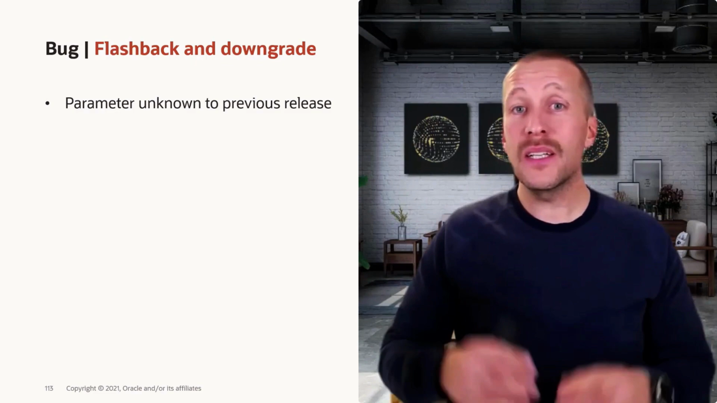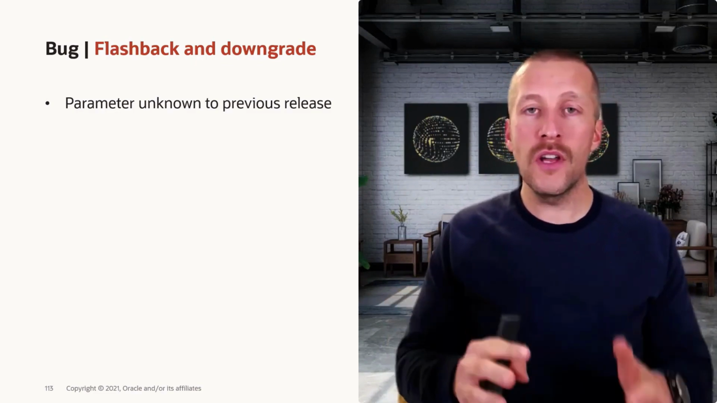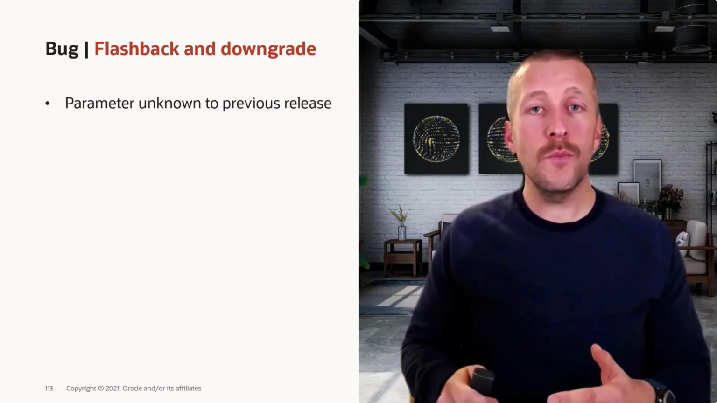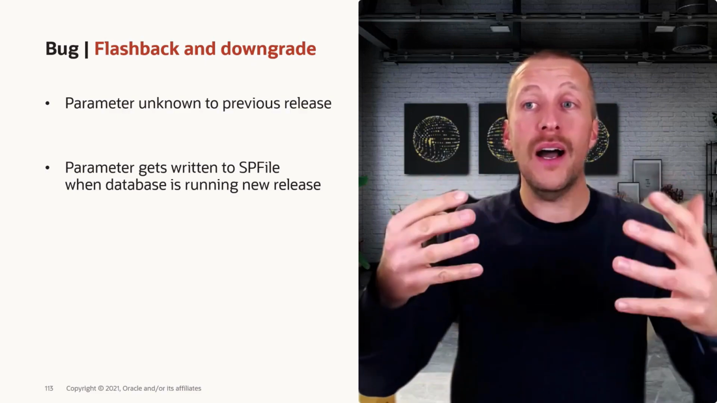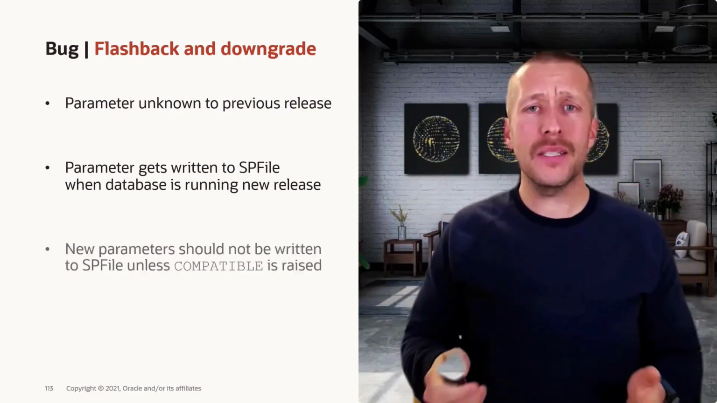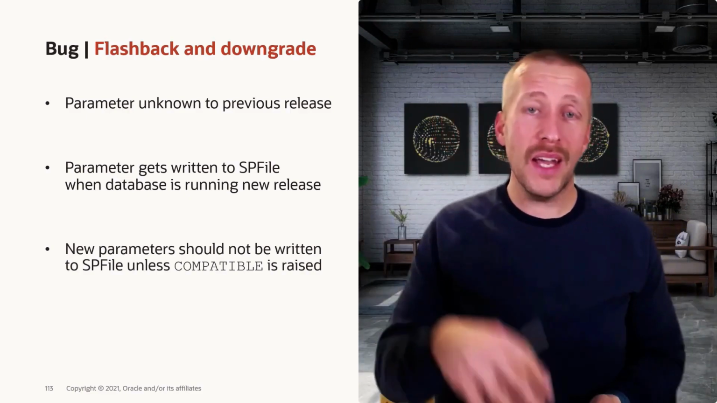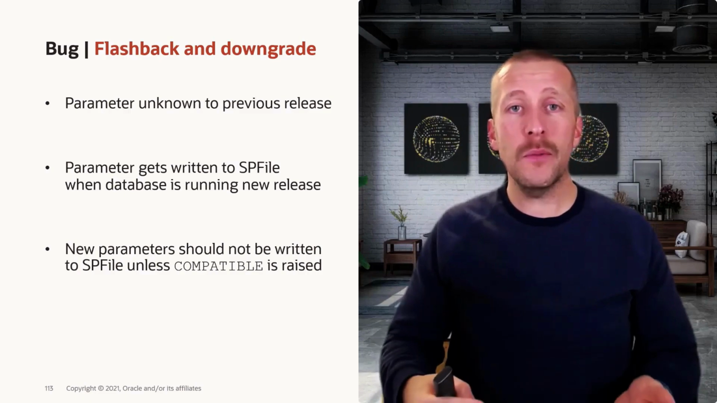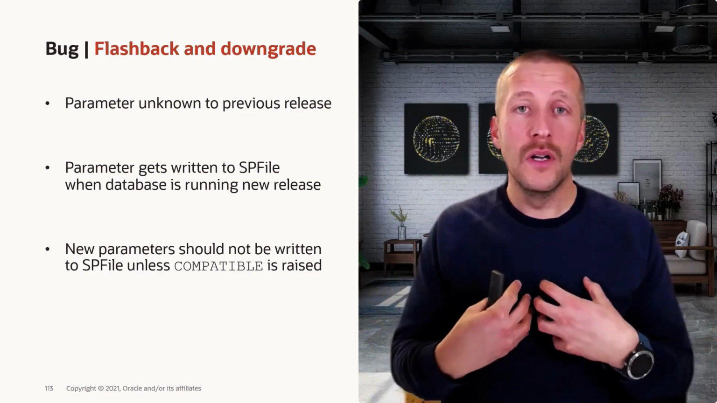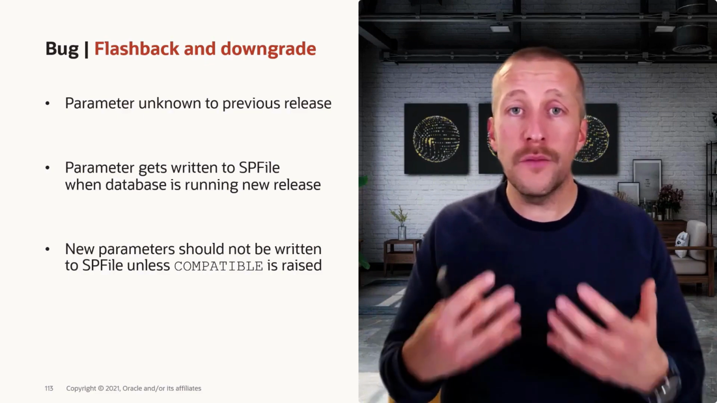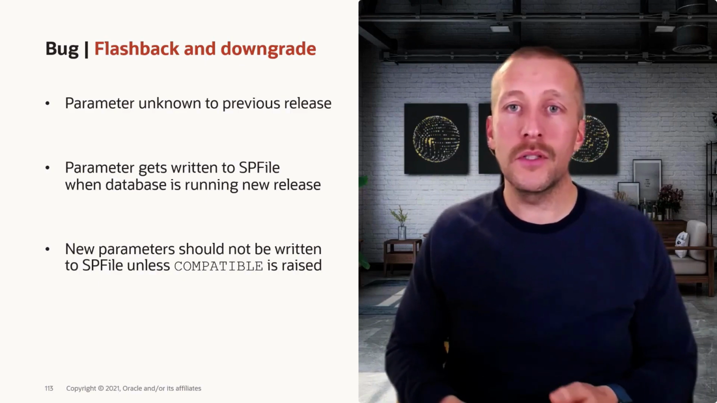Because what happens is that the parameter _unified something is unknown to the previous release. It's a new parameter that gets written into the SPFILE when the database is running on the higher release. But we have a rule that new parameters should not be written to the SPFILE unless the compatible parameter has been raised, which wasn't the case in our demo or in your case, because if you raise compatible, you cannot do a downgrade. So simply, that underscore parameter shouldn't be in there.